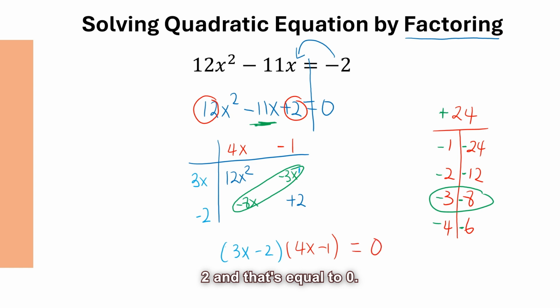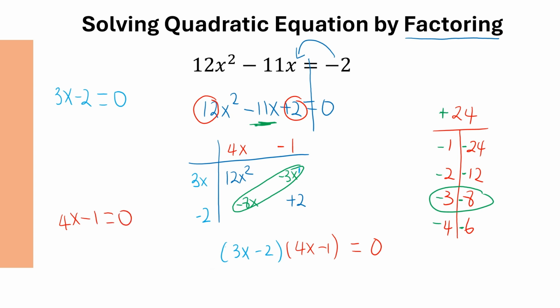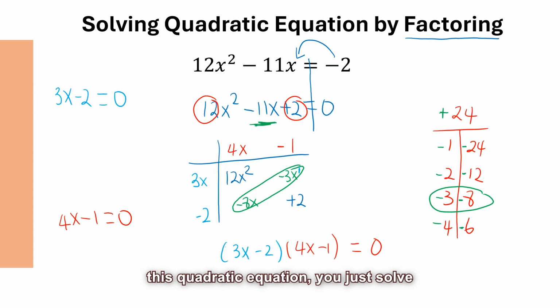And that's equal to 0. When you have factors equal to 0, this tells you that one of the factors has to be 0, because 0 times something will give you 0. So either 3x minus 2 is equal to 0, or 4x minus 1 equals 0. To find the solutions for this quadratic equation, you just solve both of these equations.